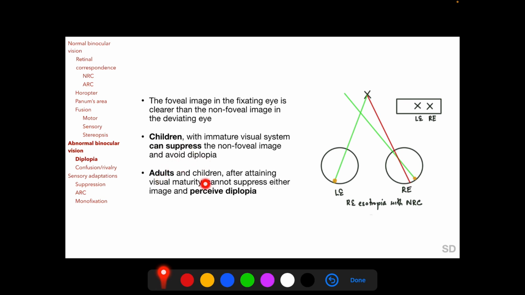But adults and children older than 7 to 9 years of age with a mature visual system cannot suppress either image and thus perceive diplopia. And this is very important to remember, that children less than 7 to 9 years of age can suppress the non-foveal image, but older individuals cannot.